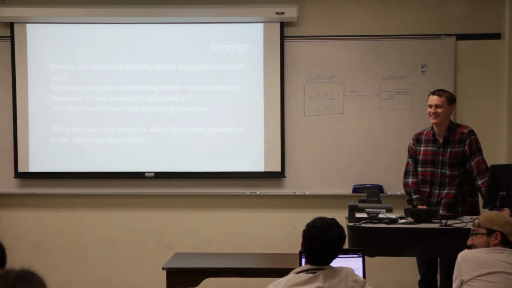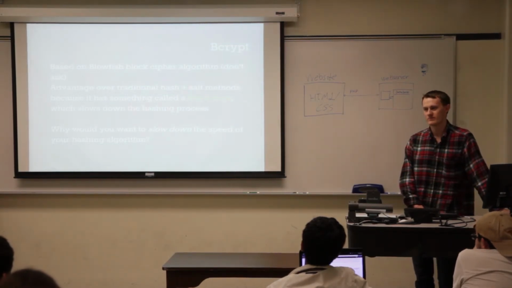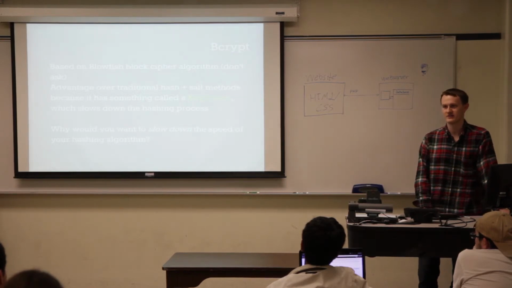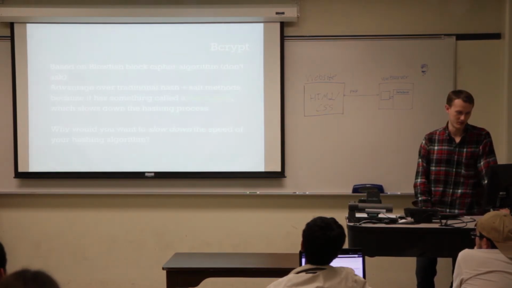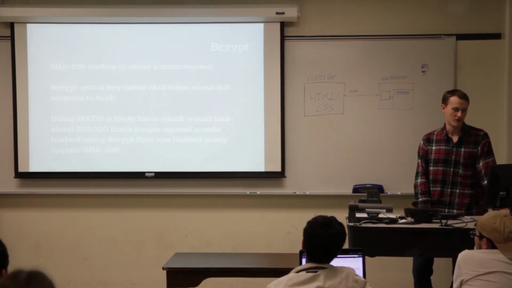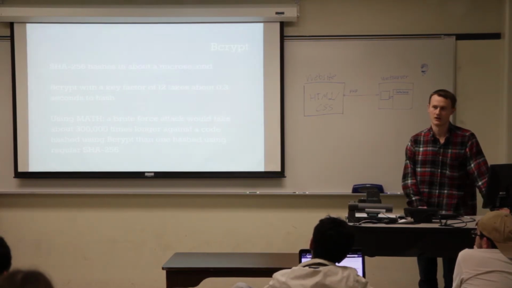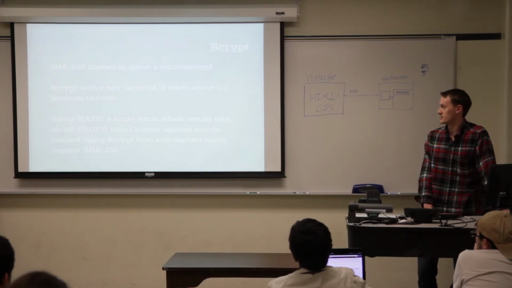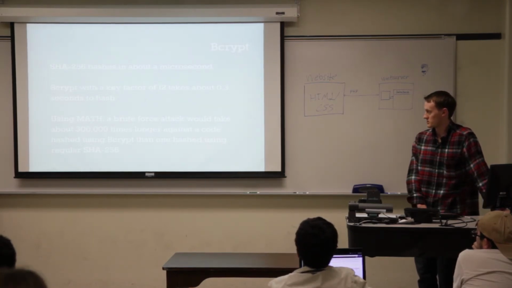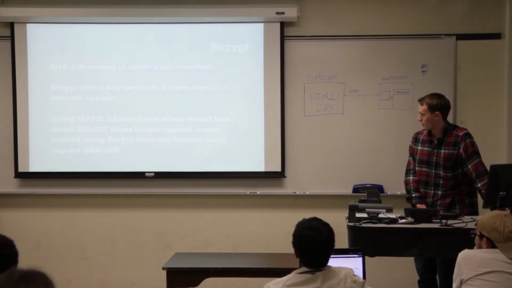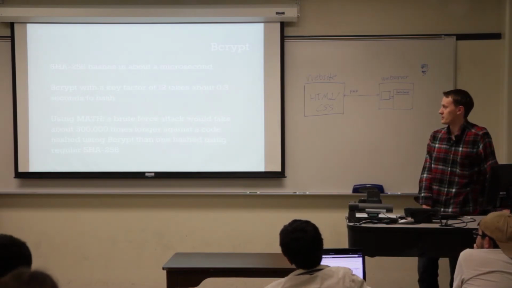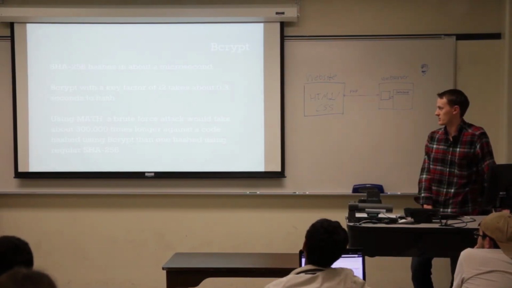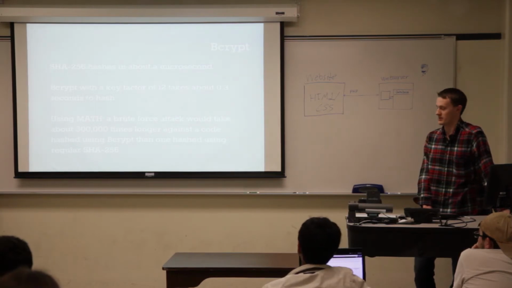Because if someone's trying to do a brute force, they're going to be wasting a lot of AWS. Exactly. SHA-256 hashes can be done in about a microsecond. Bcrypt with a key factor of 12 takes about 0.3 seconds. So using math, a brute force attack would take about 300,000 times longer against code hashed using bcrypt than one hashed with just regular SHA-256.